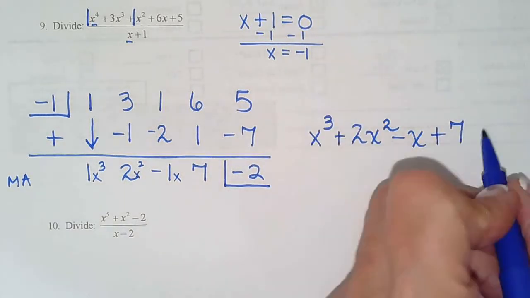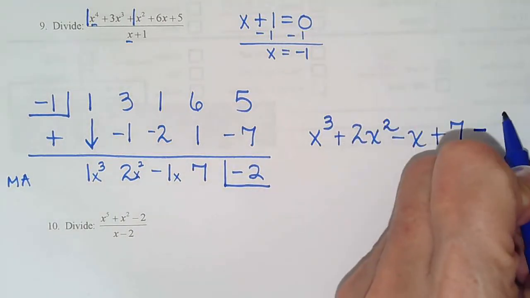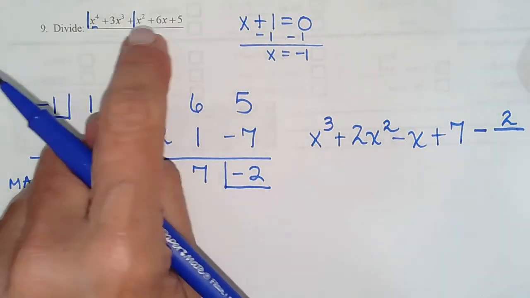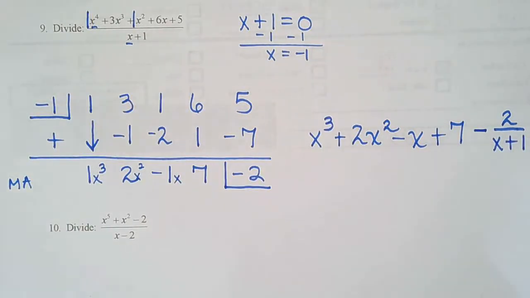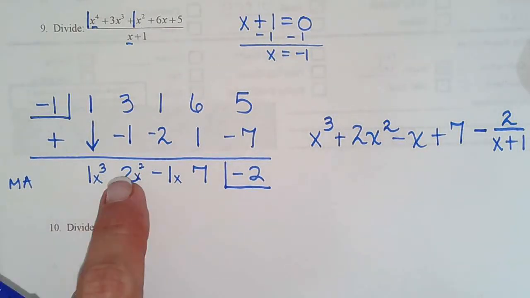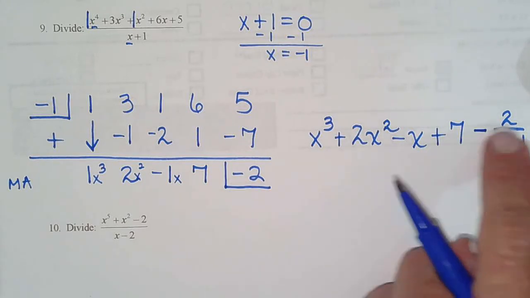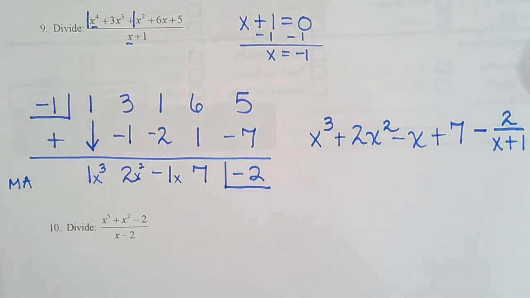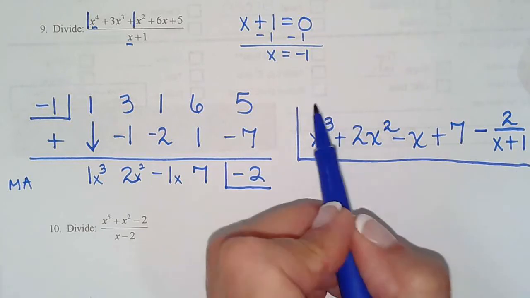My remainder's negative, so I put a negative here, and then I do my remainder over my divisor, which was x plus 1. So we write the answer exactly like we did for long division. So anytime there's no sign, that means just put a plus sign in, and then it's -2 over the divisor, x plus 1. So that would be my answer.